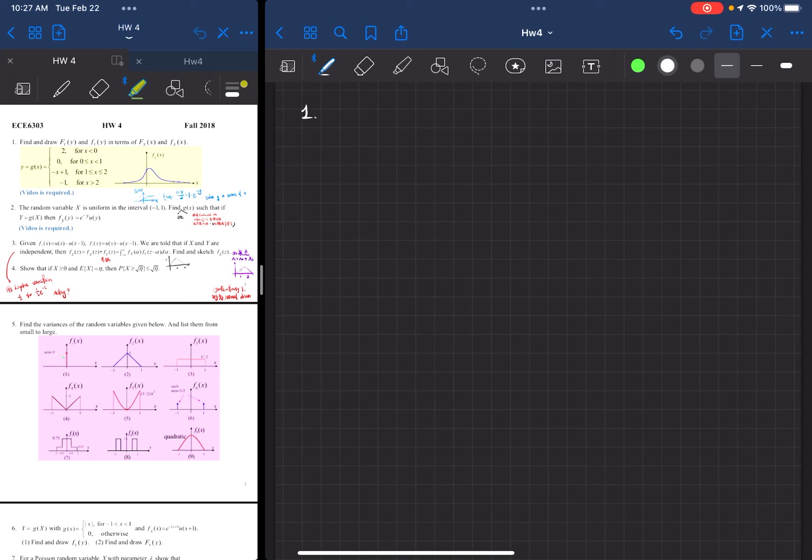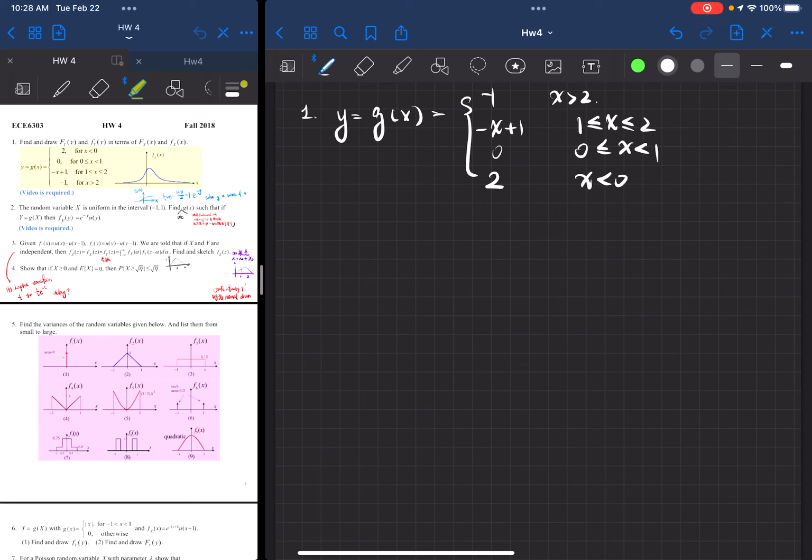We know that y equals g(x), which equals minus 1 when x is greater than 2, equals minus x plus 1 when x is from 1 to 2, equals 0 when x is from 0 to 1, and equals 2 when x is smaller than 0. So we can know that y is bounded between minus 1 and 2.